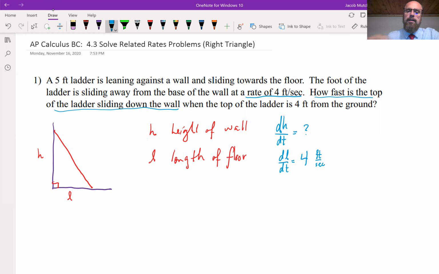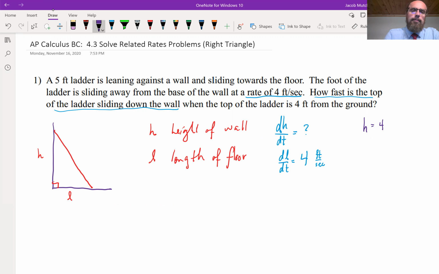So then once I've got my variables and my rates, I want to notice if I've got any particular information. So definitely I'm told that the instant when I'm trying to find this specific dH/dt, the change of the height on the wall as time progresses, is when the top of the ladder is 4 feet from the ground. So that's going to be an H value of 4.